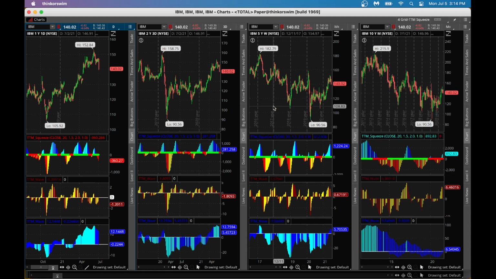For example, if the stock is going up in the longer term, you would initiate a bullish position. But if the stock is going down in the longer term, you would initiate a bearish position. So with that, now let's look at IBM here.